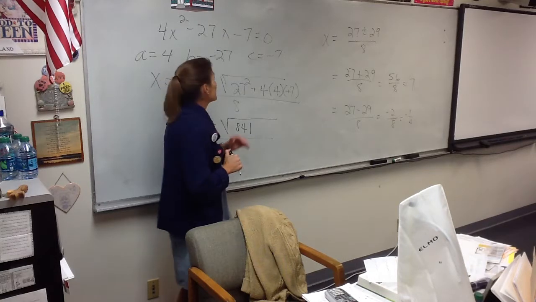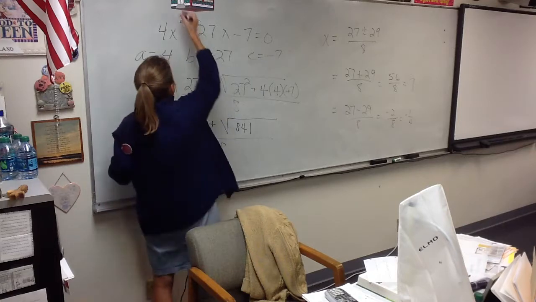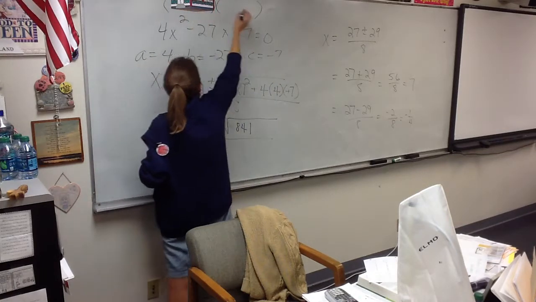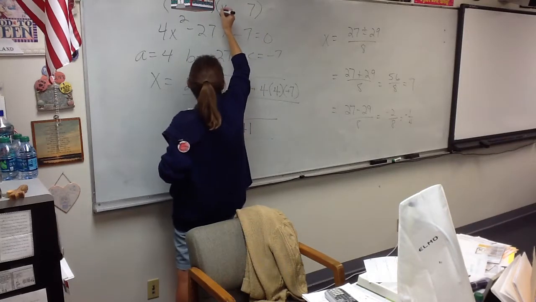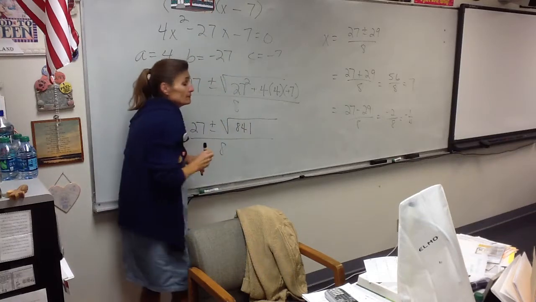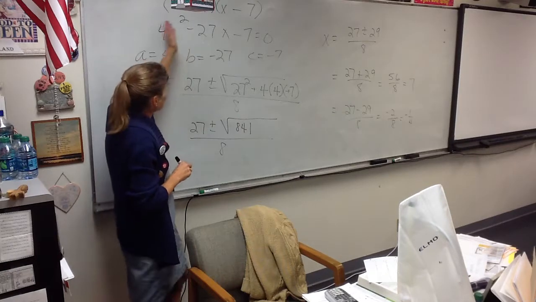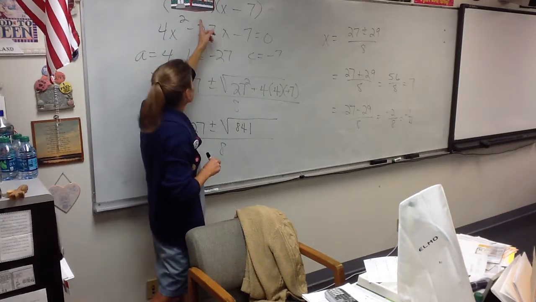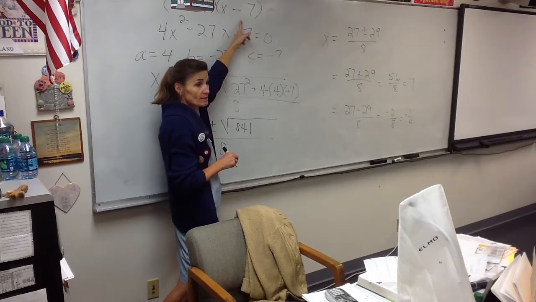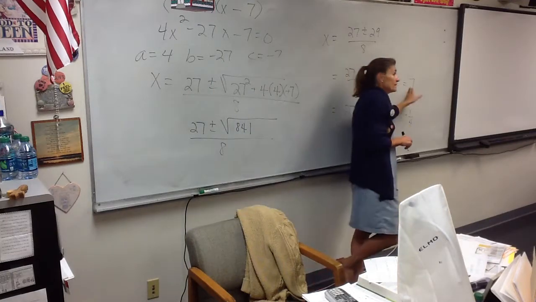Now, if you like to factor, this problem does factor. But I do not want you wasting a bunch of time figuring out how to factor it and then not getting the rest of the test done. It does factor. And what would these two answers be? Negative 1/4 and positive 7, which is exactly what we got when we did it the other way.